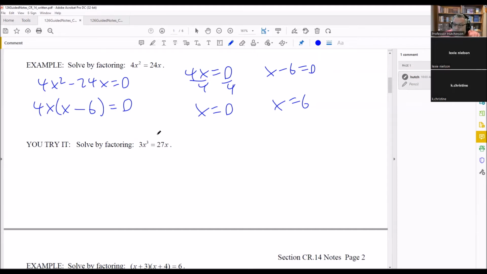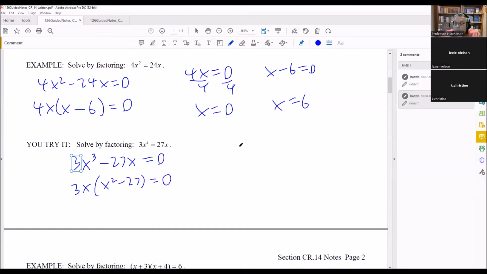So here, what you want to do is subtract that over and get it equal to 0 once again. So same thing applies. You don't want to divide both sides by x. Instead, we're going to move one of these over, get it equal to 0. The common factor here is going to be a 3x. So 3x we're going to pull out, and that's going to leave you with x squared minus 27 is what you're left with over there.